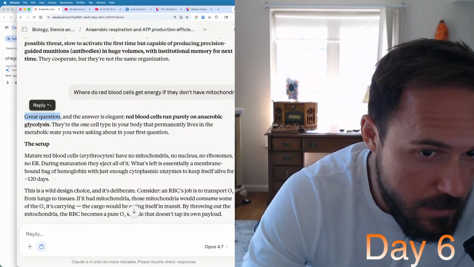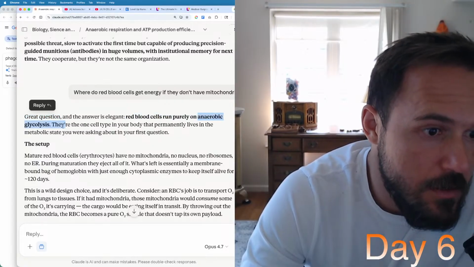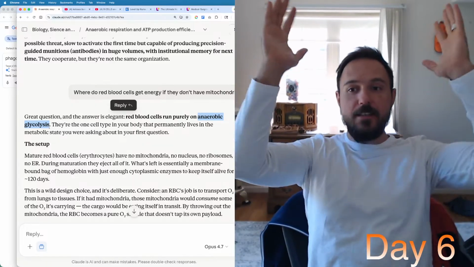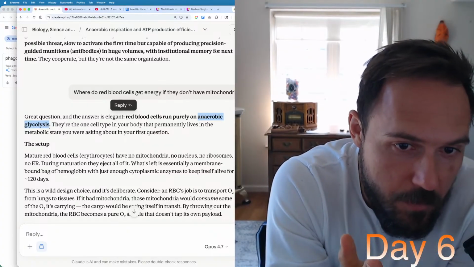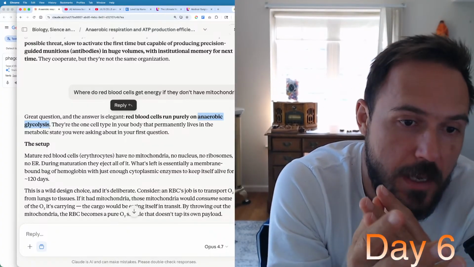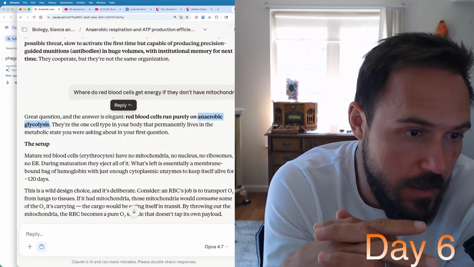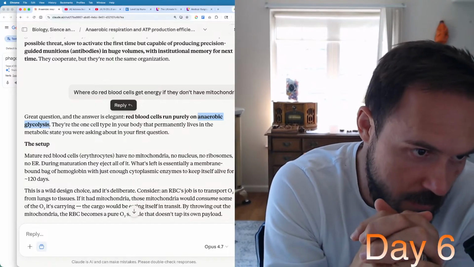Red blood cells run purely on anaerobic glycolysis. Here we go, we connected the dots. So it doesn't need mitochondria because it produces its own ATP by anaerobic glycolysis.